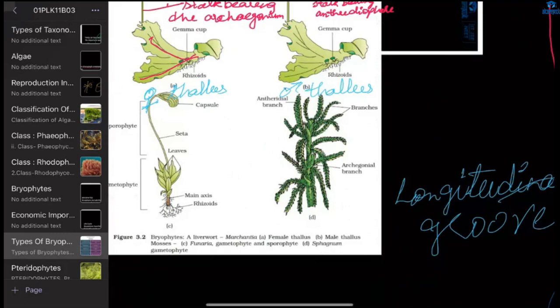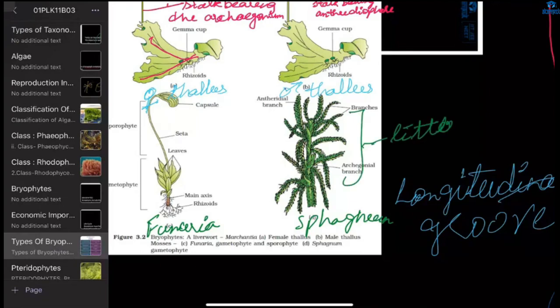And this one is the figure of Funaria, where the foot, seta and capsule can be seen, and this one is Sphagnum. See, this one is a little bit advanced because of slow decomposition.